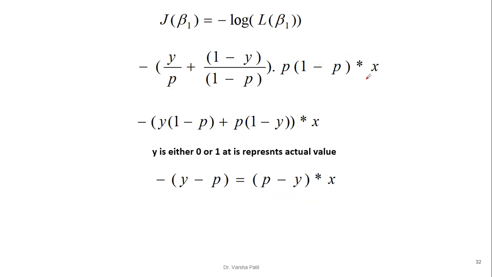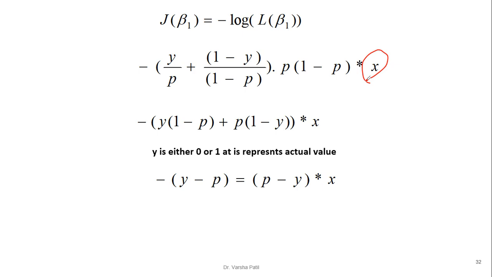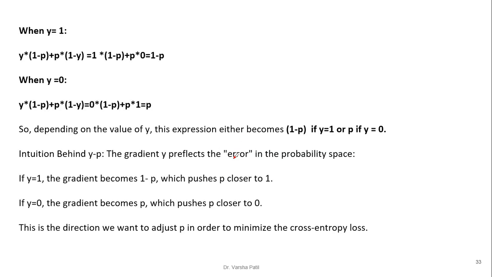Similarly for beta 1, only the x parameter is different. Here it is 1 and here it is x, not a parameter, it is a coefficient. And for this again y into 1 minus p, p into 1 minus y, and this is cancelled. So we are again replacing this term, y into 1 minus p plus p into 1 minus y, by y minus p.